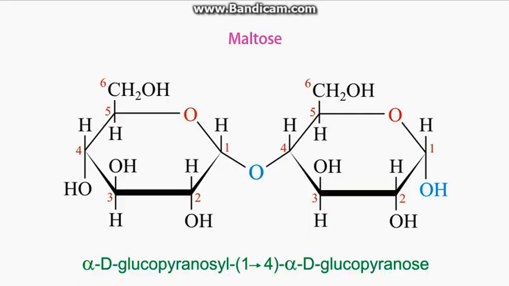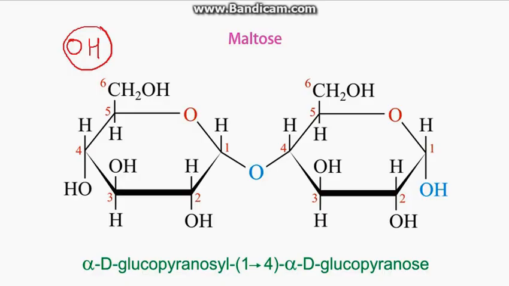Now what do we understand by free anomeric carbon? Free anomeric carbon means the presence of an OH group on that particular carbon. Now how is this important? This is important because it helps the molecule to break its cyclic form and go into the open chain form. We'll see that. First let us examine the structure of maltose.